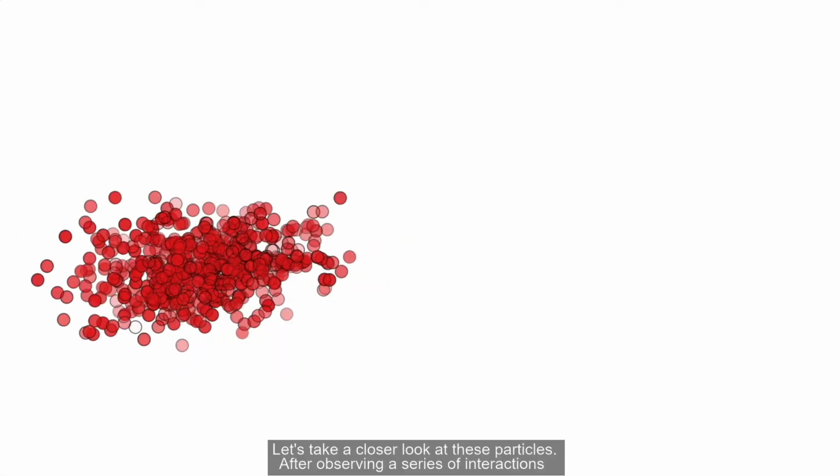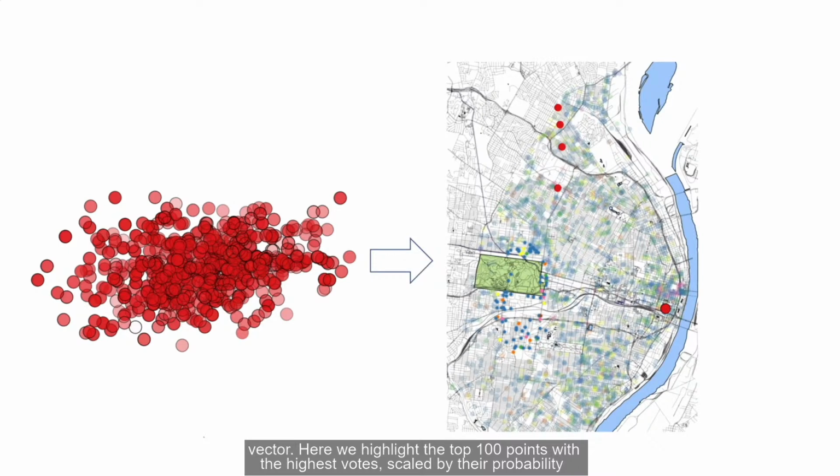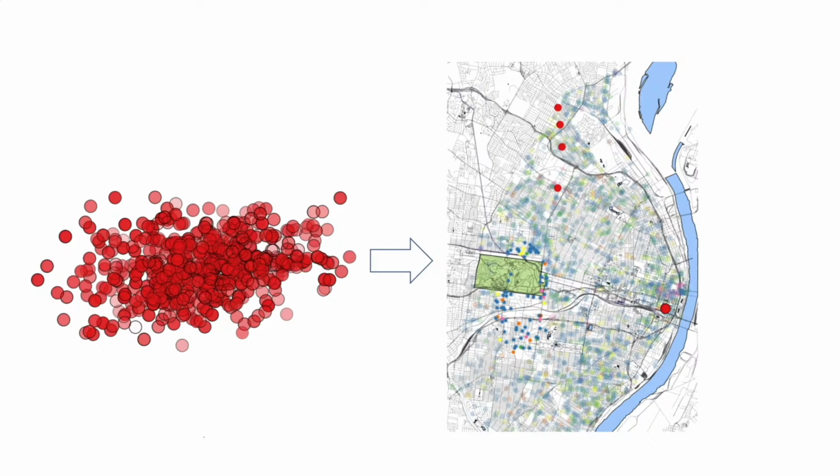Let's take a closer look at these particles. After observing a series of interactions with red points, we can observe that most of our particles are red, and this represents our belief about what a user is paying attention to. Again, each particle gets to vote for points on the map, both points that are of the same color and points that are in their vicinity, depending on that bias vector. Here we highlight the top 100 points with the highest votes, scaled by their probability mass. So a bigger radius means a higher likelihood of being clicked in the next time step.